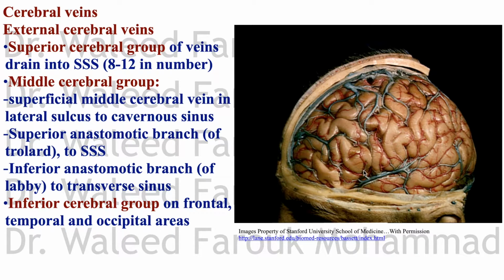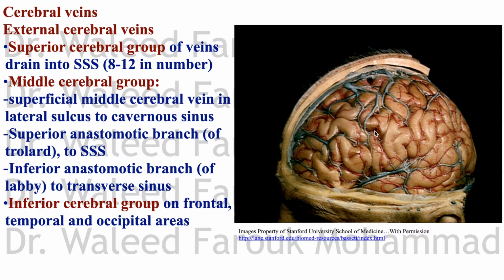The middle cerebral vein, this is the superficial middle cerebral vein in the lateral sulcus, and it's connected by anastomotic veins. So they are cut here. The superior anastomotic vein of Trolard and the inferior anastomotic vein of Labbé. This is the inferior anastomotic vein to the transverse sinus. The superior anastomotic vein, of course, connects it to the superior sagittal sinus.